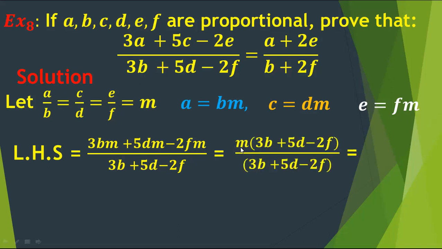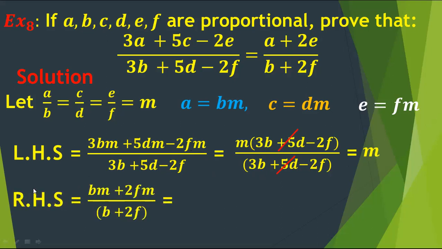Write M, open bracket. Take each term and divide it by M. 3BM divided by M, M cancels with M, the remainder 3B, plus 5DM divided by M, cancel M, 5D. Negative 2FM, cancel M, the remainder is negative 2F. This bracket is the same as the denominator, so I cancel this bracket with this bracket, then the remainder will be M.